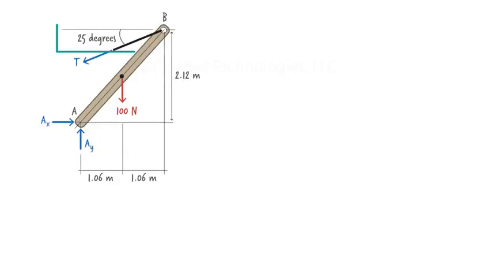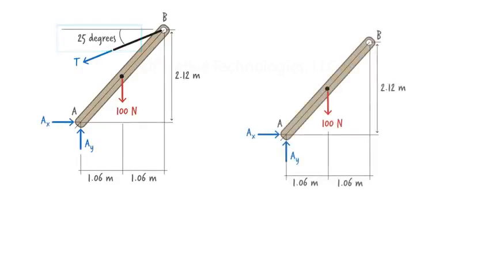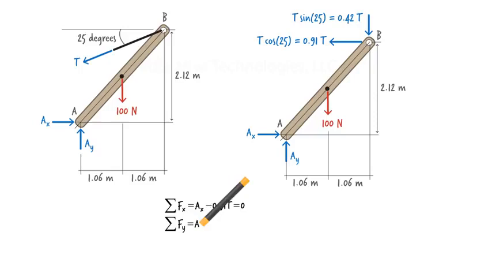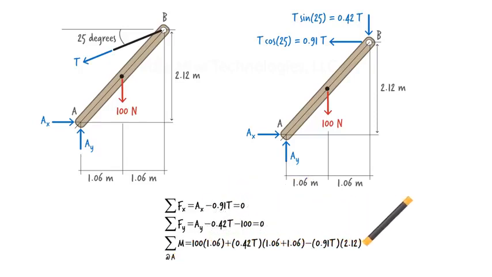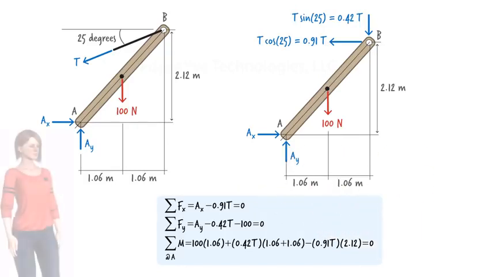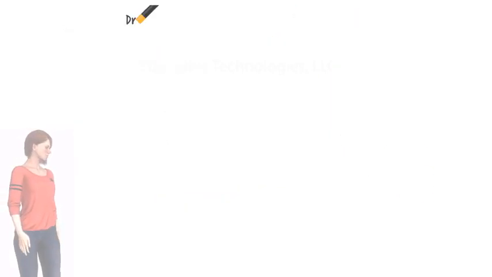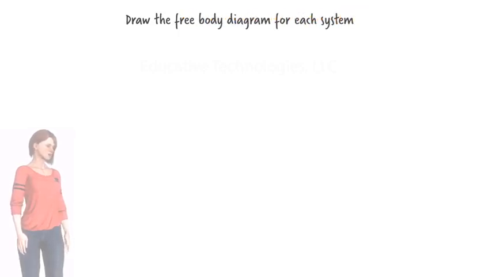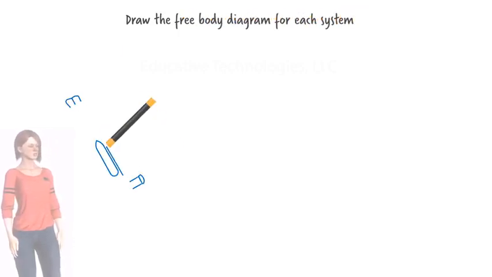And knowing the angle that the rope makes with the horizontal axis, we can write T in terms of its x and y components. Having this free body diagram, we can easily write the equilibrium equations for determining the three unknown forces. We will examine more free body diagram problems in the next lecture. See if you can draw the correct free body diagram for the following problems.